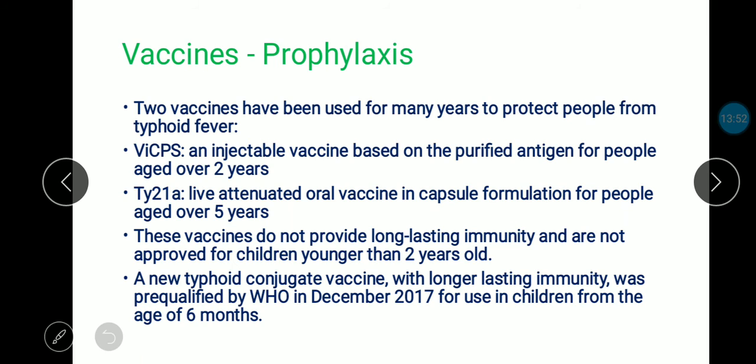These vaccines do not provide long-lasting immunity and are not approved for children younger than 2 years. But they are helpful in prevention of typhoid up to some extent. The new typhoid conjugate vaccine with longer lasting immunity was pre-qualified by the World Health Organization in December 2017 for use in children from the age of 6 months, and it is showing its best results for prevention.